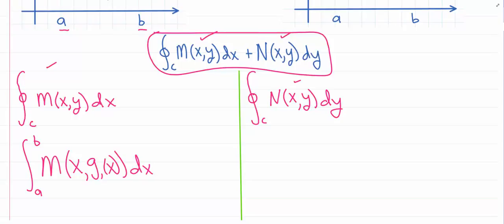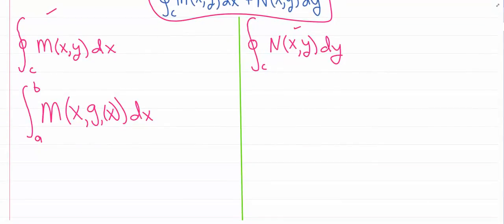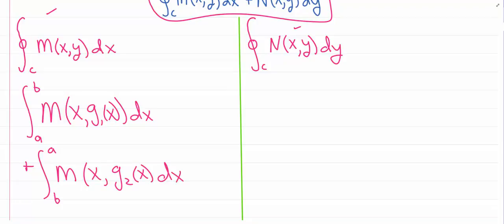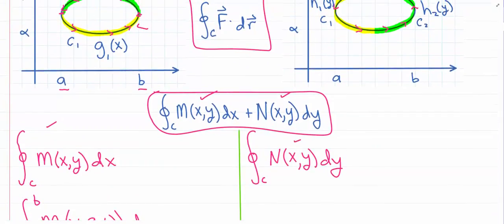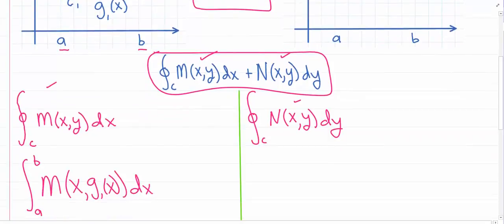Okay? Now let's add to that the second one. The second one, I'm going to pick up where I left off here and go from b to a. And this is going to be M of x, g2 of x dx. Does everybody see that? So I'm just adding these up, right? Now, if you put these together, you'll see what I did. I've got C1 and then I've got C2, right? Any questions about that?